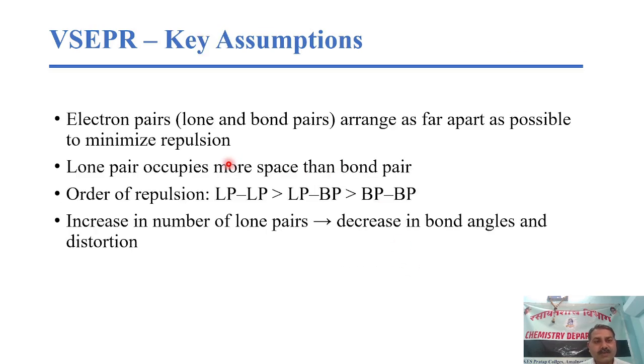What are the assumptions of VSEPR theory? Electron pairs, that is lone pairs and bond pairs, collectively known as electron pairs, arrange as far apart as possible to minimize the repulsion. Lone pairs occupy more space than bond pairs. So the order of repulsion is lone pair-lone pair repulsion is greater than lone pair-bond pair repulsion, and lone pair-bond pair repulsion is greater than bond pair-bond pair repulsion. So lone pairs require more space and there is repulsion between lone pairs. So we get distorted geometry and bond angle. Increasing the number of lone pairs decreases the bond angle and increases distortion in the molecule.